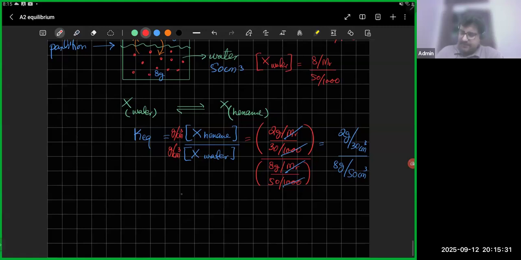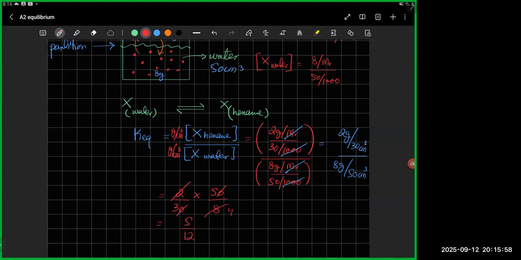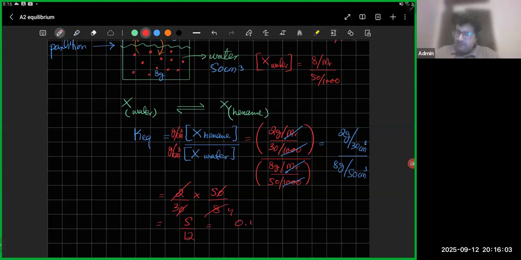What do you get? It's going to be 2 over 30 times, ये उल्टा हो जाएगा, 8 over 50 divided by 8 over 50, so that's going to be into 50 over 8. So it's basically 5 over 12, I guess. So what does your calculator tell you? What's 5 over 12? 0.417. Your KPC is 0.417, and it's got no units.